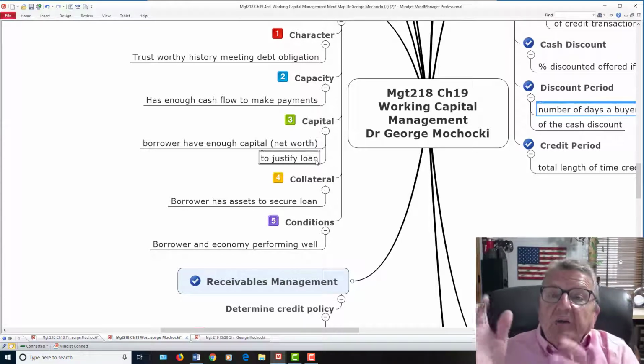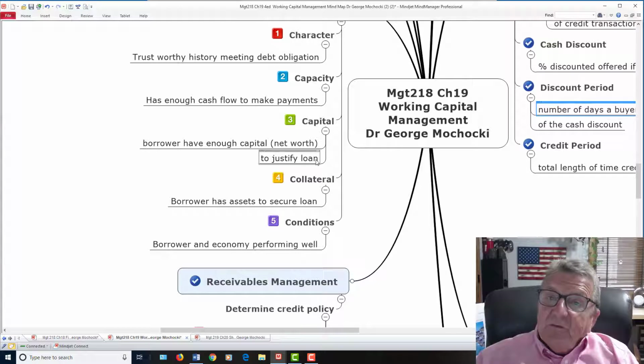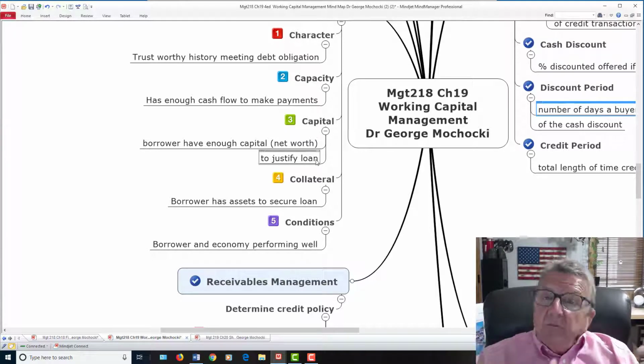How much collateral? How much capital do I actually own? A lot of companies lease everything out. They don't own anything except inventory. What the heck? You don't have any buildings. It's just inventory. Now, is the inventory going to be good? Could I resell it? And how much could I sell it for? Will it pay off my debt? Okay. And what are the conditions?